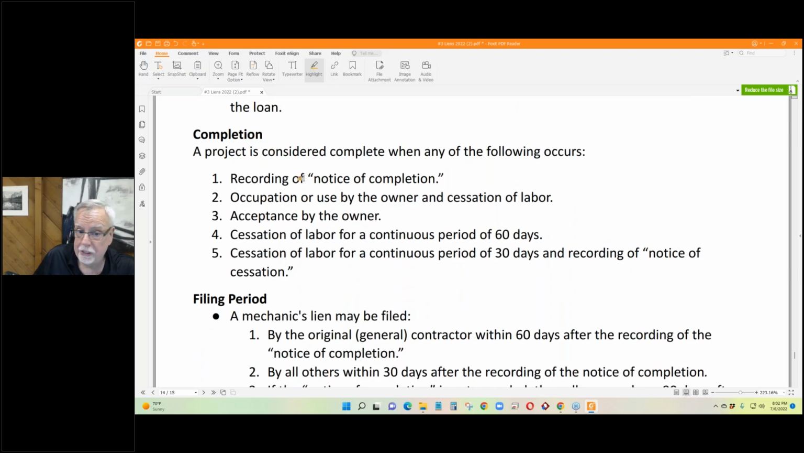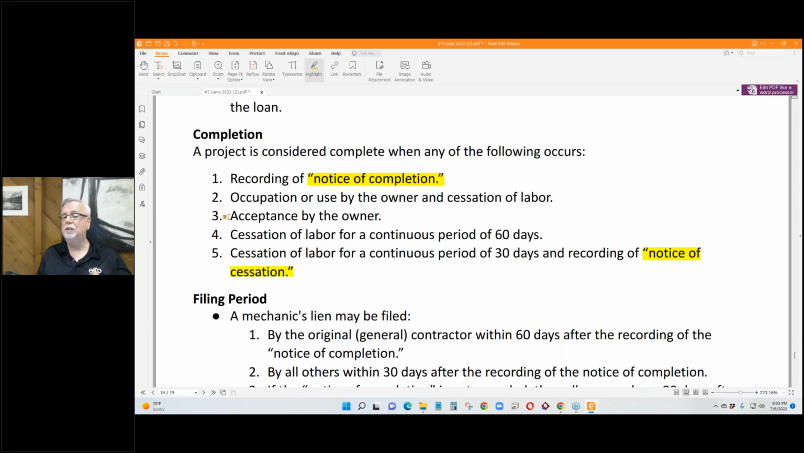What is completion? Well, there's something called a notice of completion, which you could record, and that would say you're done. Or if they stopped working for 60 days, or they stopped working for 30 days and you recorded a notice of cessation. I've had people say to me, I don't understand why you're talking about notices of completion and cessation, don't you know when the contractor is done? And when somebody asks me that, my reaction is, you haven't worked with that many contractors, have you? Sometimes it's hard to tell if they're done or not.